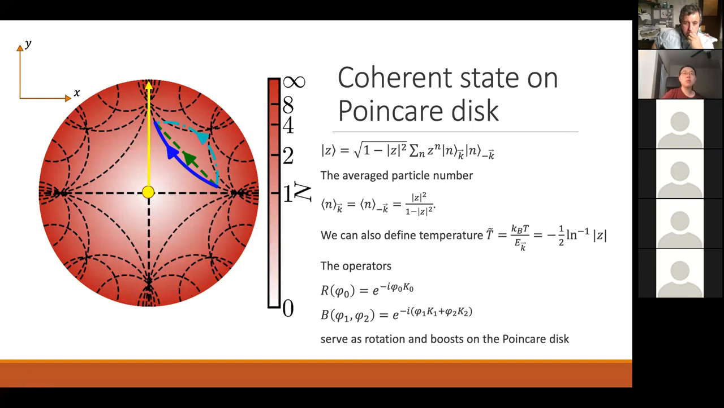Any questions on this? Very good question. But this coherent state has to be generated by a specific propagator. Yes, correct. So for example, this coherent state, which has a large particle number inside of it, is generated by a boost along this direction, along this yellow trajectory to here.